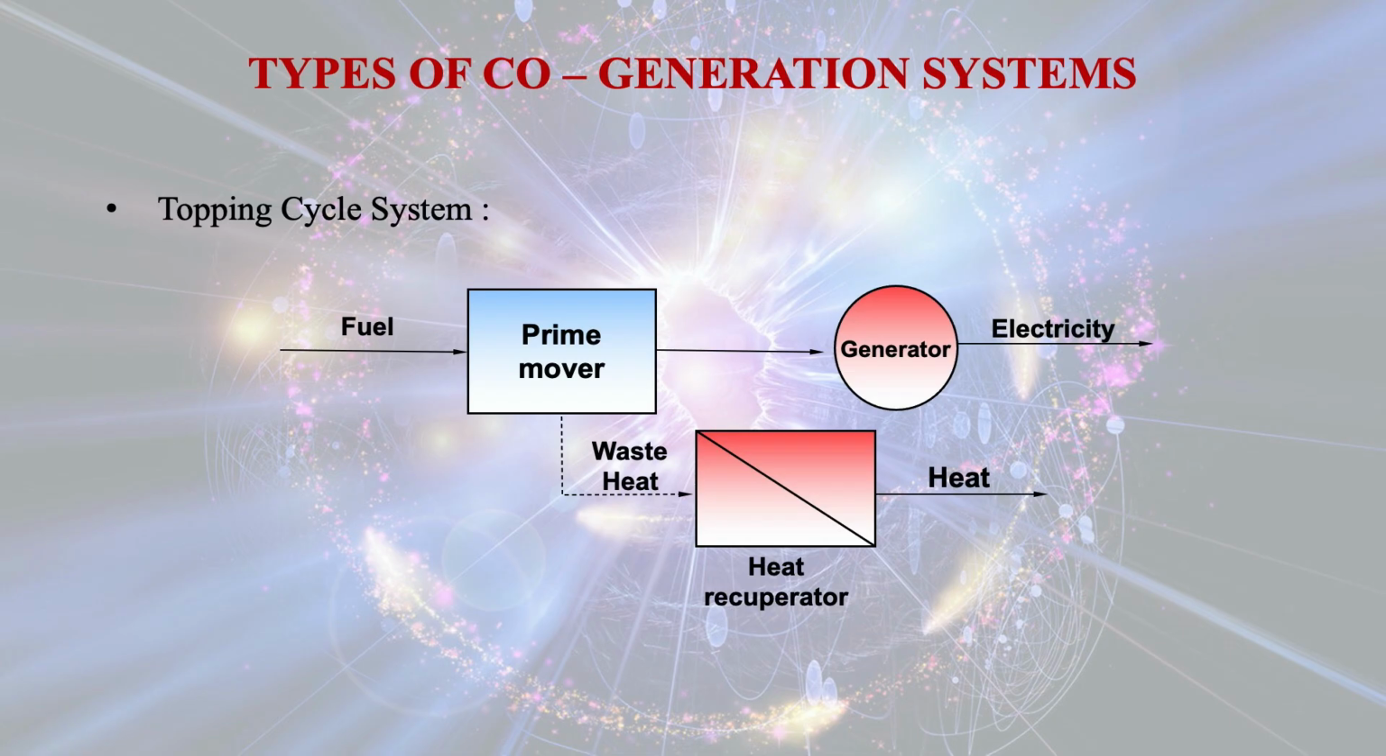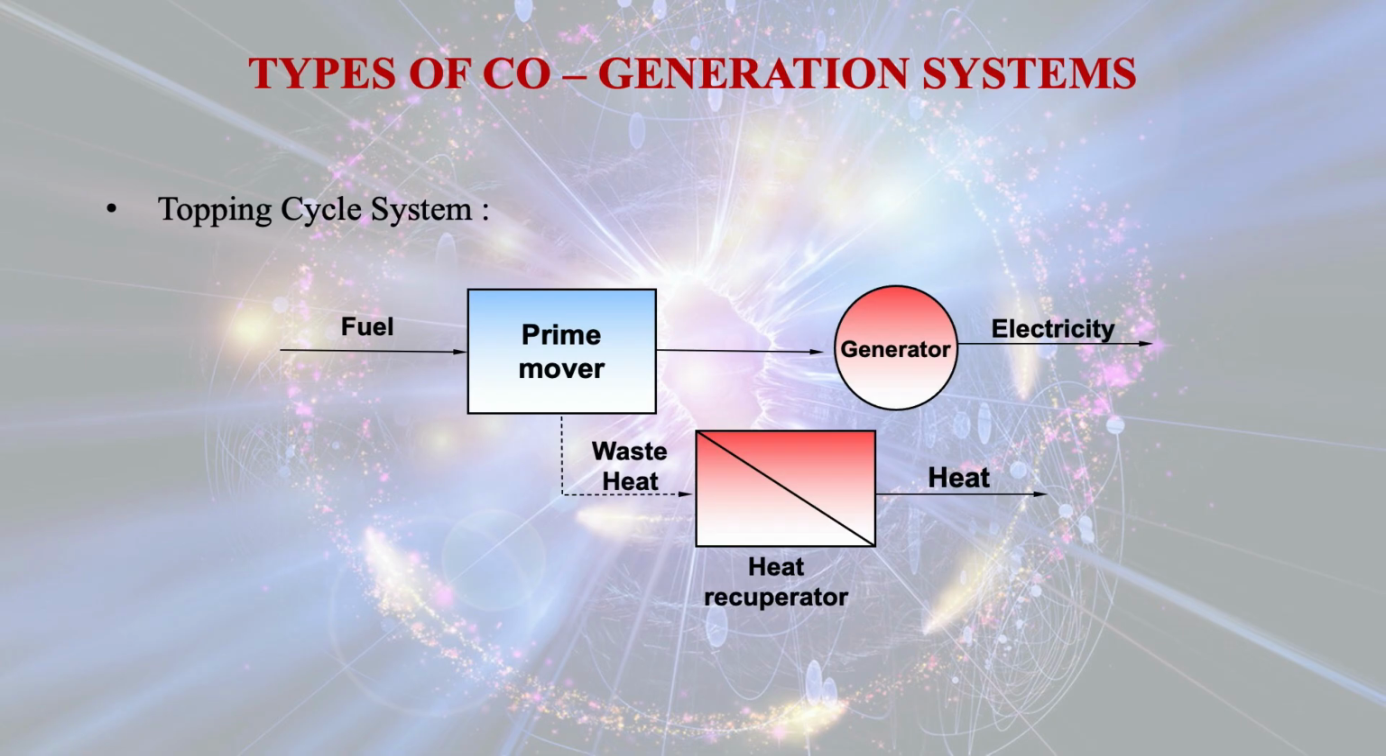So these are the diagrams shown for topping cycle and bottoming cycle. In the topping cycle, the fuel is used for the prime movers and the electricity is generated. That means the first priority is for producing electricity, and the heat extracted from the steam which is coming out from the turbine, we can use that steam in a process heater, and if this is the scheme, then it is known as the topping cycle.